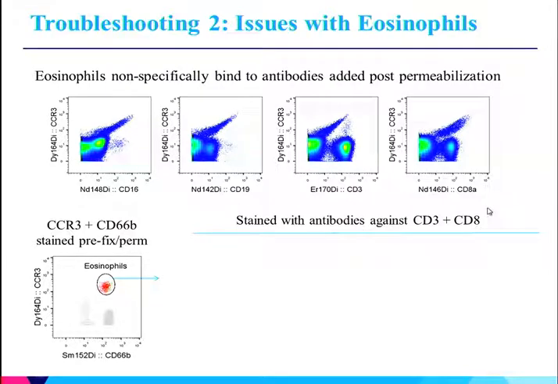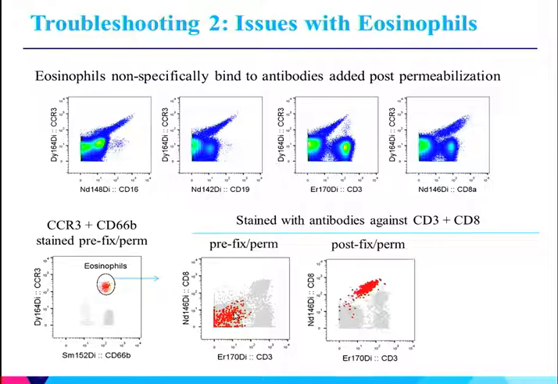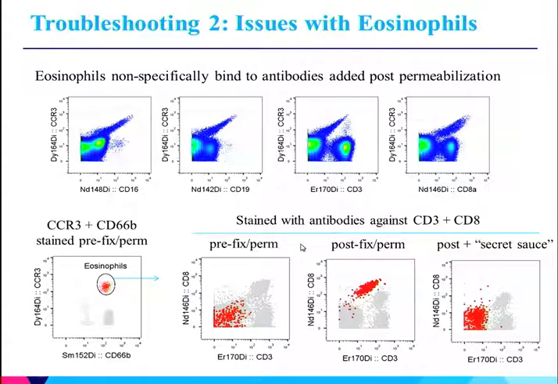Now if you take the sample and also stain it with antibodies against CD3 and CD8, so T-cell markers, if you stain prior to fixing and perming the sample, as you would expect, the eosinophils don't express CD3 and CD8, which they shouldn't. If you stain them post-fix perm, you can see that they are now non-specifically binding to all sorts of stuff. And so part of this project involved developing this blocking method that allows you to revert these back to the phenotype that you expect them to have.